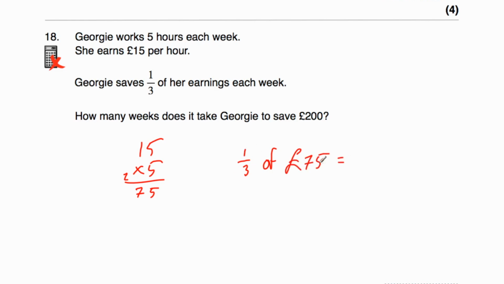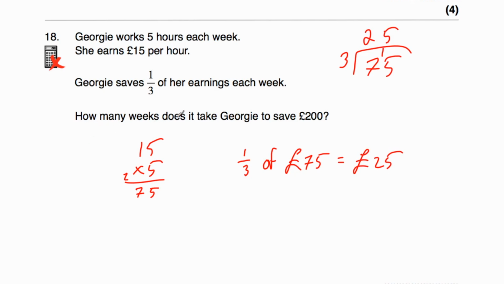To find 1/3 of £75, we're just going to divide it by 3. So let's take 75 and divide it by 3. 3 goes into 7 twice, remainder 1. And 3 goes into 15 5 times. So that means that 1/3 of £75 is £25. So Georgie saves £25 every single week.